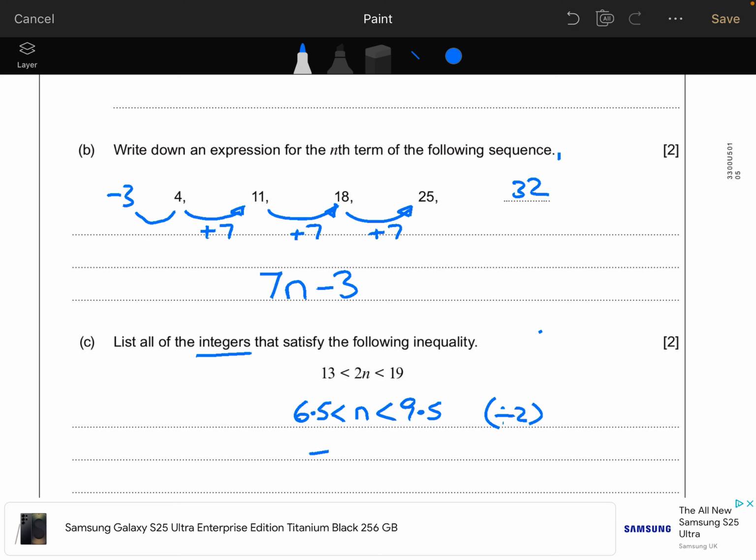Well, 7 is greater than 6.5 and less than 9.5, so is 8, so is 9, but when we got to 10, that's bigger than 9.5, so that would not be included. So the answer is 7, 8, 9.